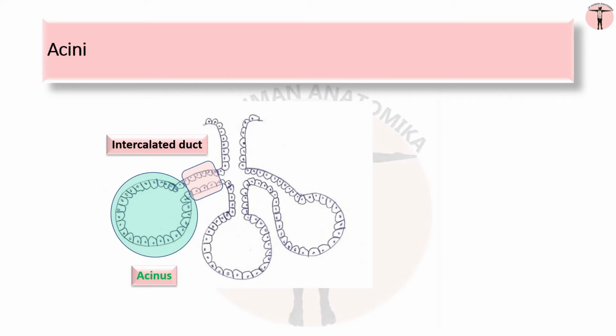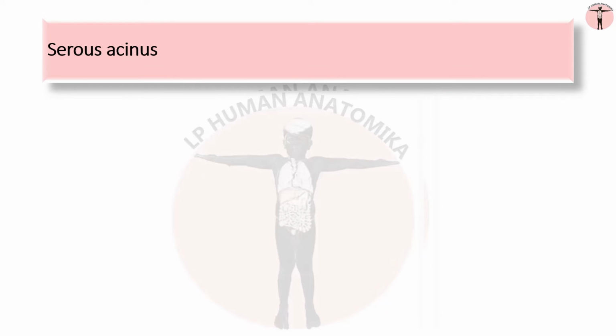If the acinus is lined by serous cells, it is called the serous acinus, and if the acinus is lined by mucous cells, it is called mucous acinus. Remember, we discussed about acini in first part of epithelial glands. Let us recall and see the features of the serous acinus.